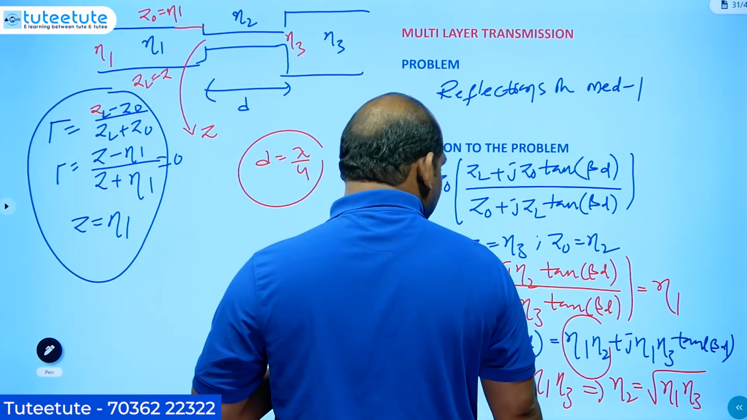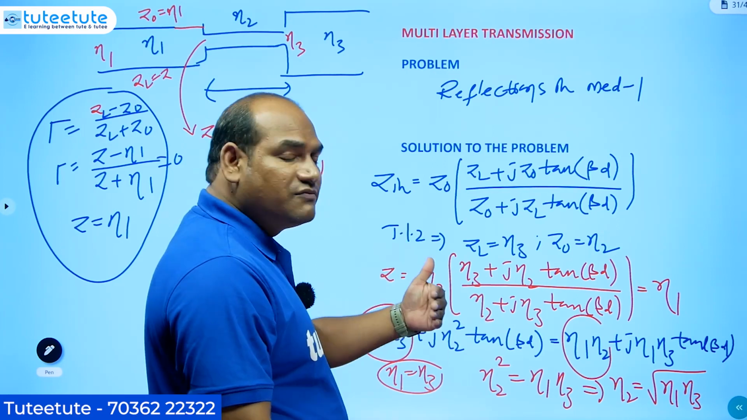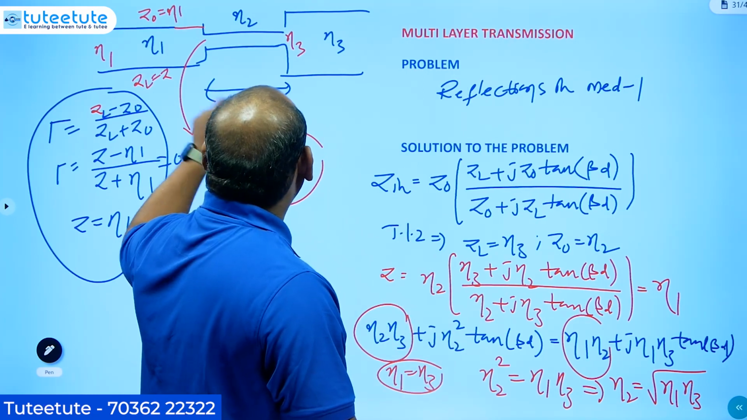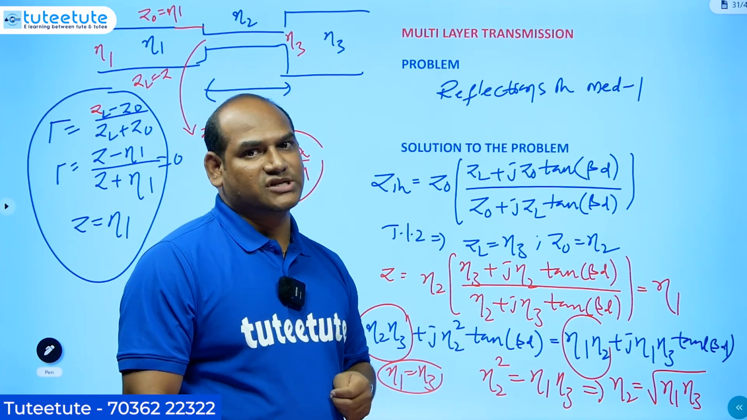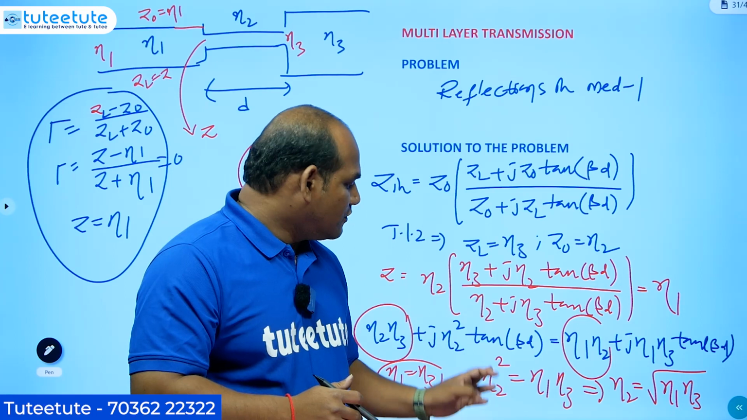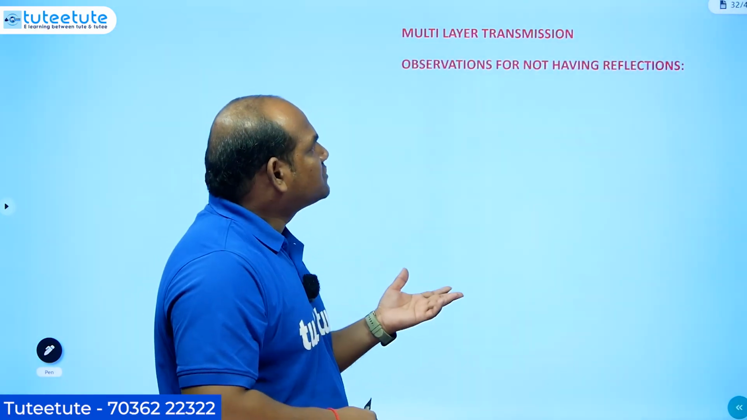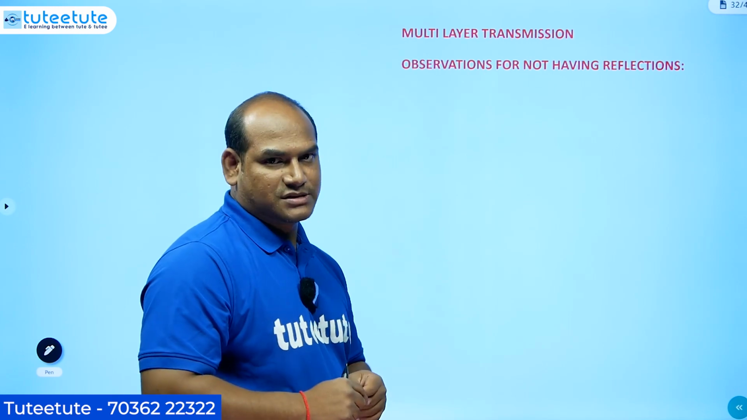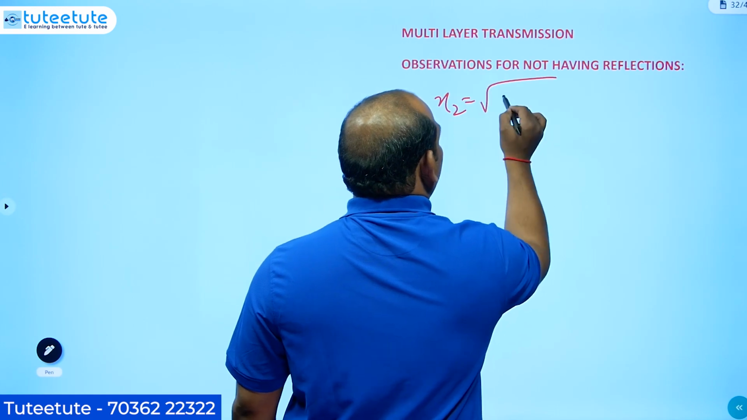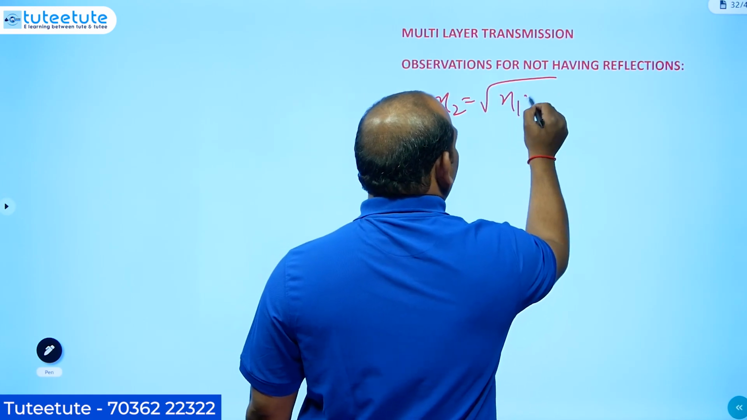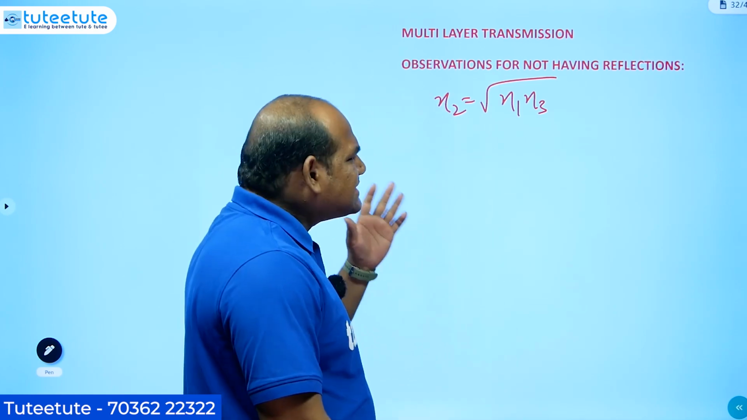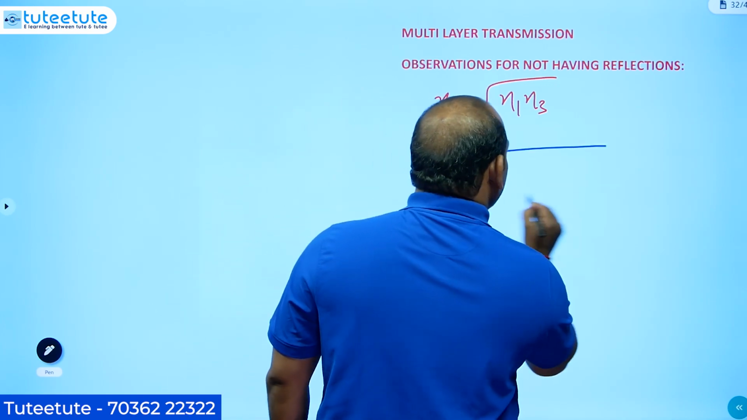So this is the criterion we can apply in a multi-layer system when you have three media, or we can work on it using transmission line analysis. That means three transmission lines. So whatever the middle transmission line is, its thickness must be equal to lambda by 4. Multi-layer transmission and observations for not having reflections: what is the observation we have made? Just now I told that eta 2 must be equal to the geometric mean, that means root of eta 1 eta 3. If you follow this, then we will not have reflections. It is as simple as that, a lambda by 4 transmission line.